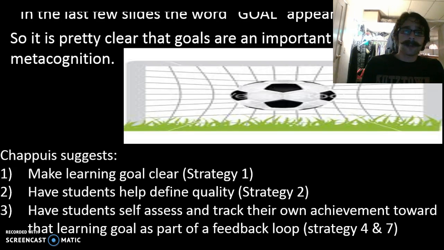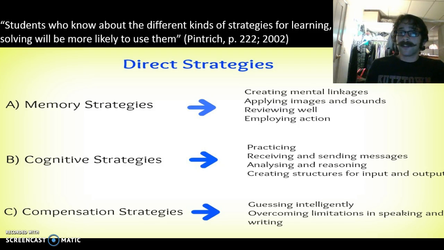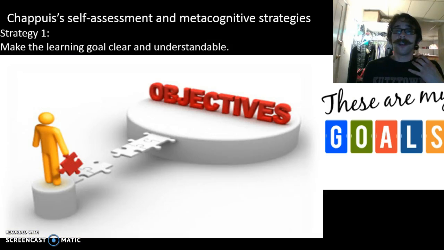Chopuis suggests that making learning goals clear is important, and also having students help define quality. Students should be able to self-assess and track their own achievement toward that learning goal as part of the feedback loop. Students who know about different kinds of strategies for learning, thinking, and problem solving will be more likely to use them. Notice Pintrich says that students who know about, not students who use. So it's more important that students know about metacognition than it is that they just use the strategies.